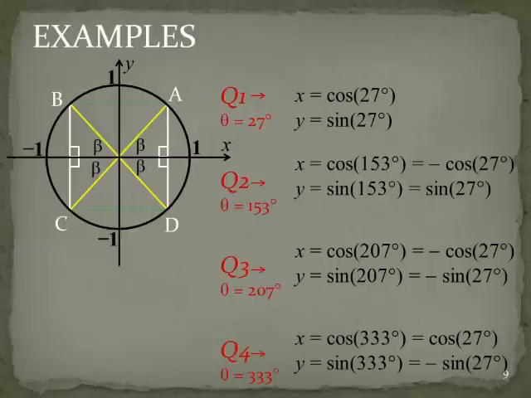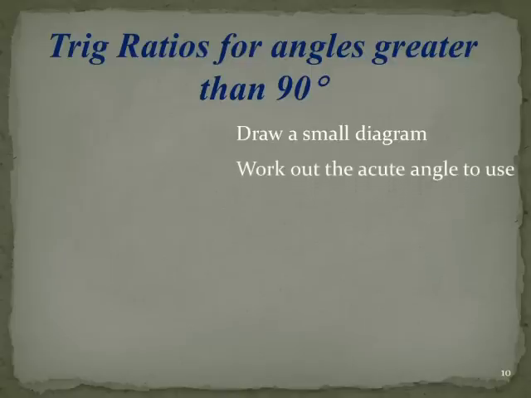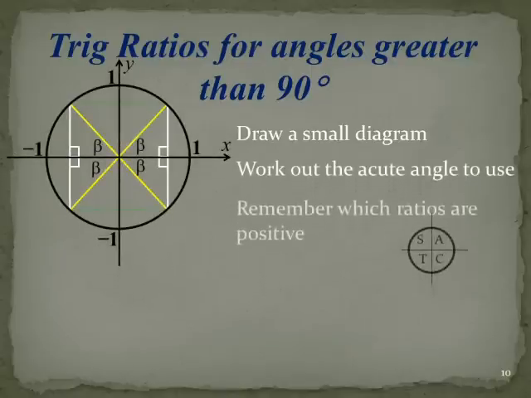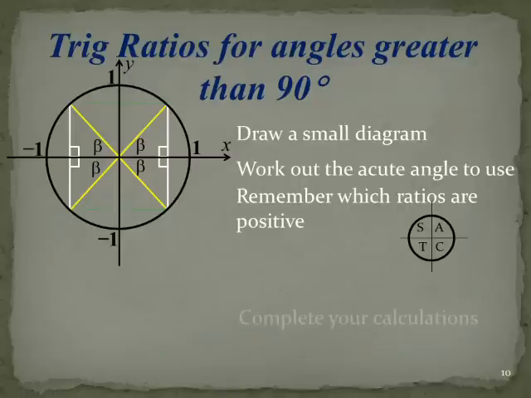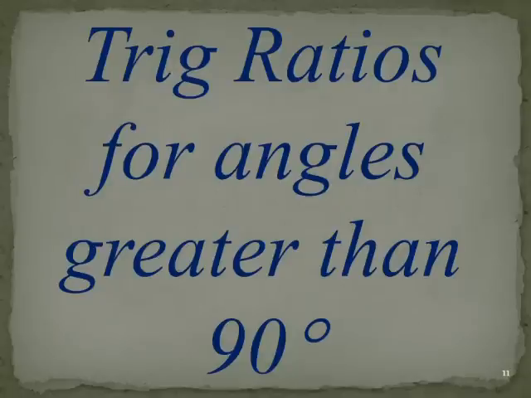Work out the angle between the line going from the origin to the point on the unit circle. Take that away from 180, add it to 180, or take it away from 360, depending on which quadrant you're in, and there's your answer. So, for trig ratios for angles greater than 90 degrees, draw a small diagram. Work out the acute angle to use. Remember which ratios are positive. Complete your calculations. And that's how you do trig ratios for angles greater than 90 degrees.